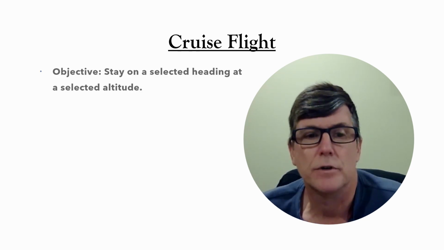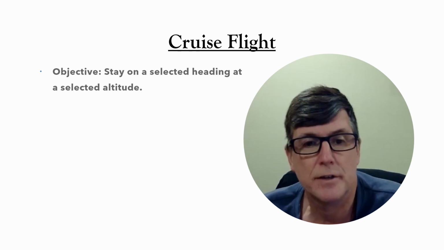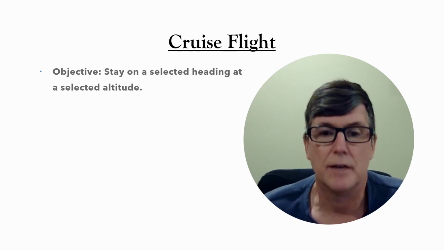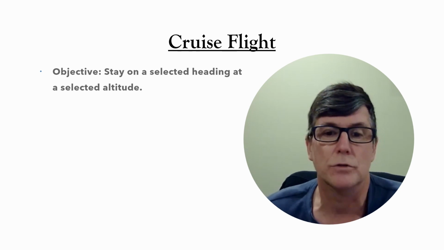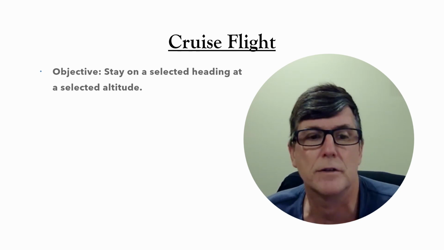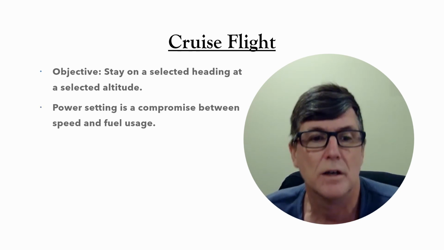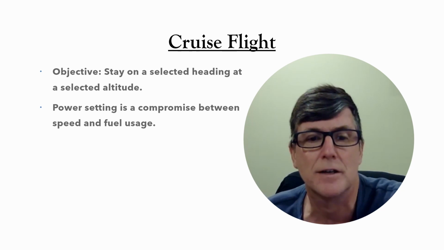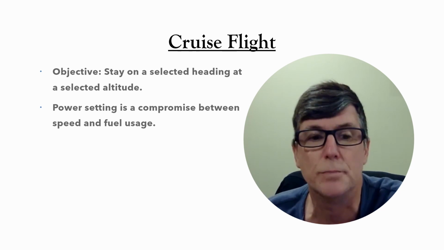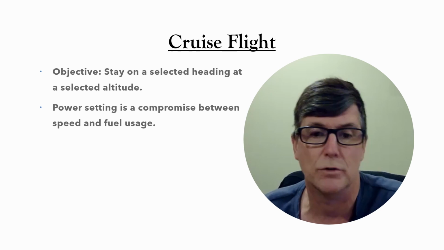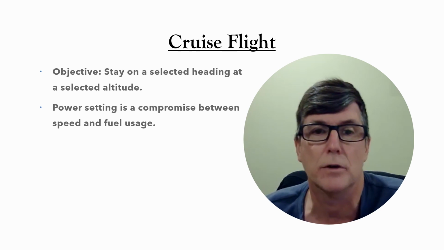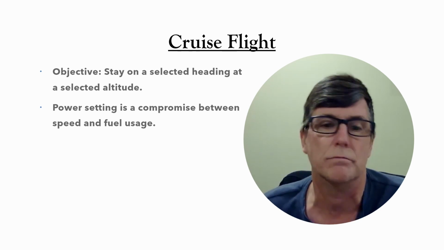The objective during cruise flight is to stay on a selected heading and to stay at a selected altitude. That may be a heading and an altitude that we chose ourselves or one that air traffic control assigned to us. We'll use a power setting that's a compromise between cruise speed and fuel usage. So higher power settings will give us a better cruise speed, but we'll use more fuel to get where we're going.